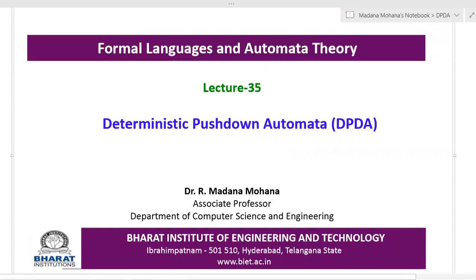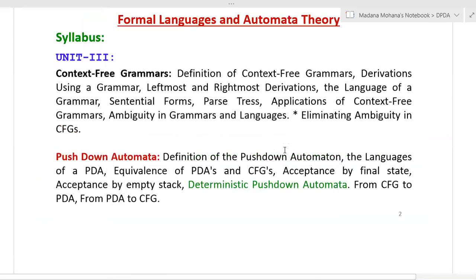Welcome to the course Formal Language and Automata Theory. In this lecture, I'm going to explain one type of pushdown automaton, that is the deterministic pushdown automaton. This is the last topic in unit 3.